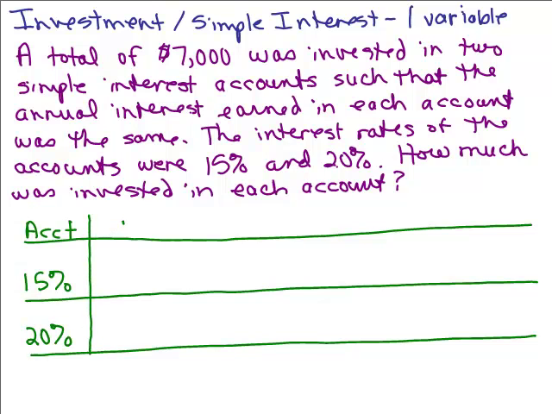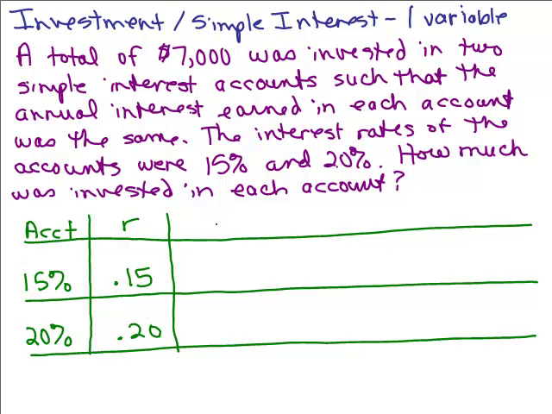I like to write down what my rate is in terms of a decimal. So 15% as a decimal, you move the decimal 2 to the left, right? 15% is written as 0.15, and 20% is written as 0.2 or 0.20. It's up to you whether you want to write it with the same number of decimal places.